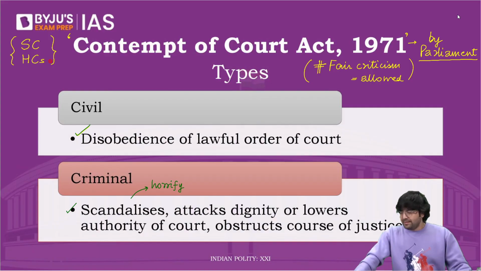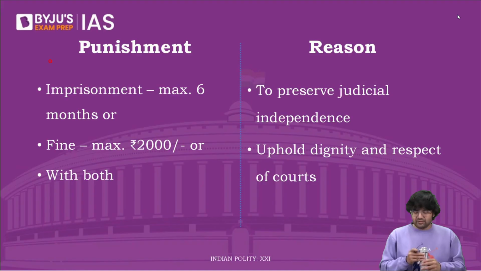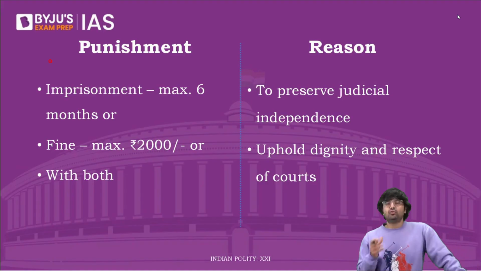Clear? Now, what is the punishment for contempt of court? Punishment is a maximum of 6 months of jail, or a fine which is a maximum of 2,000 rupees, or both.